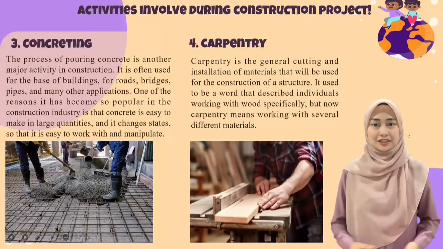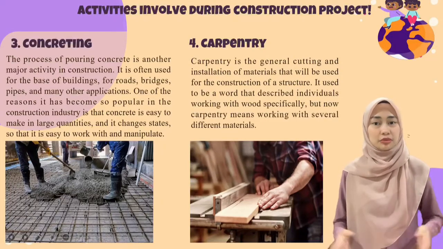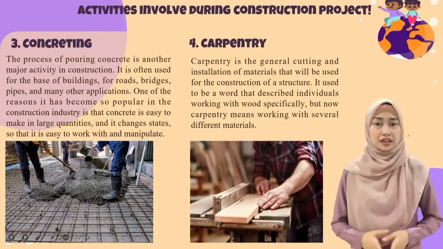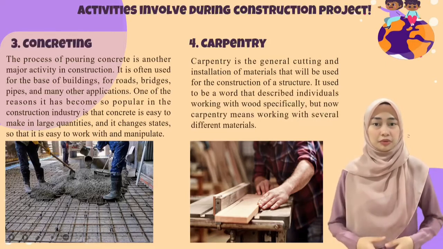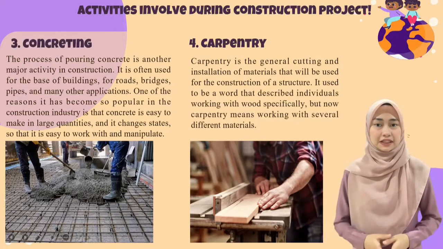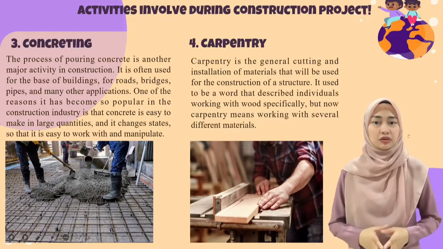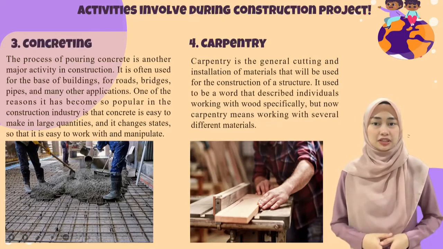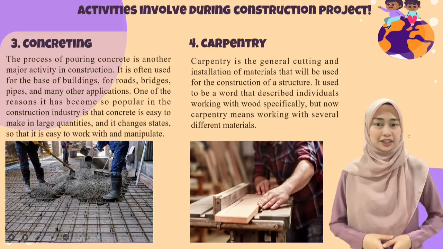The third is concreting. This process of pouring concrete is another major activity in construction. It is often used for the base of buildings, for roads, bridges, pipes, and many other applications. One of the reasons it has become so popular in the construction industry is that concrete is easy to make in large quantities, and it changes states so that it's easy to work with and manipulate.